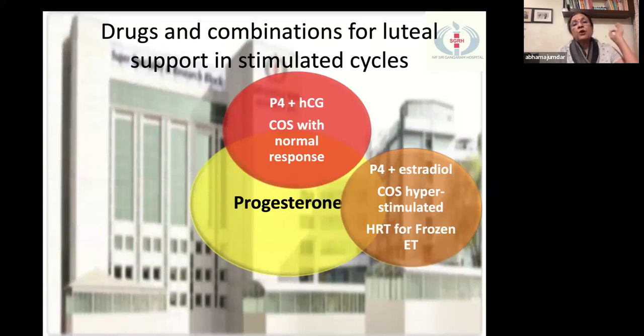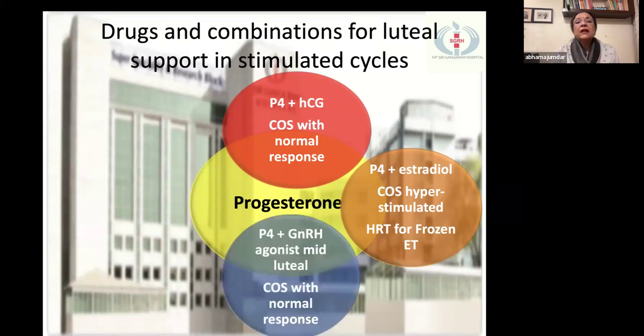Then we can give small doses of HCG along with progesterone when there's normal response and we feel that a little HCG will take over the patient through the 7th or 8th day when it will start secreting its own HCG. Then if you give a GnRH agonist, then you can give P4 with GnRH agonist mid-luteal.